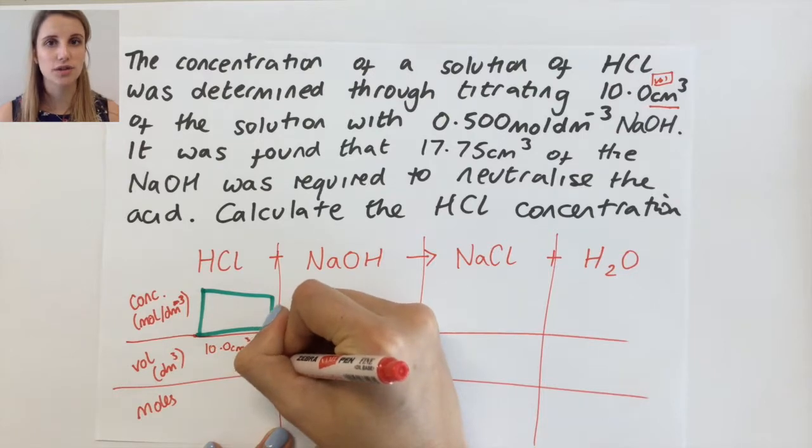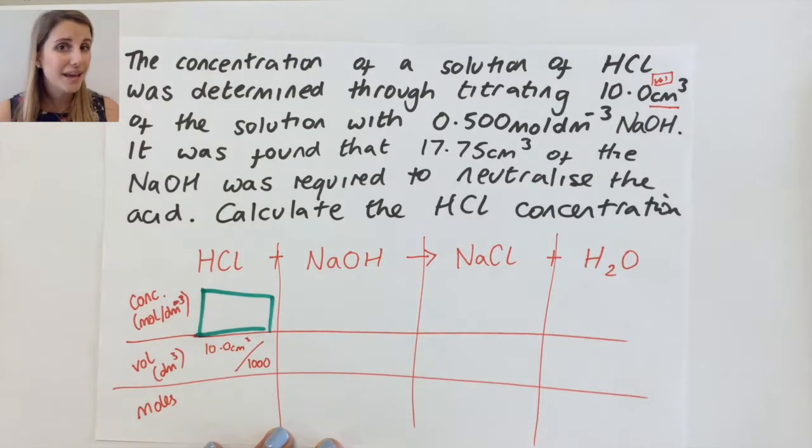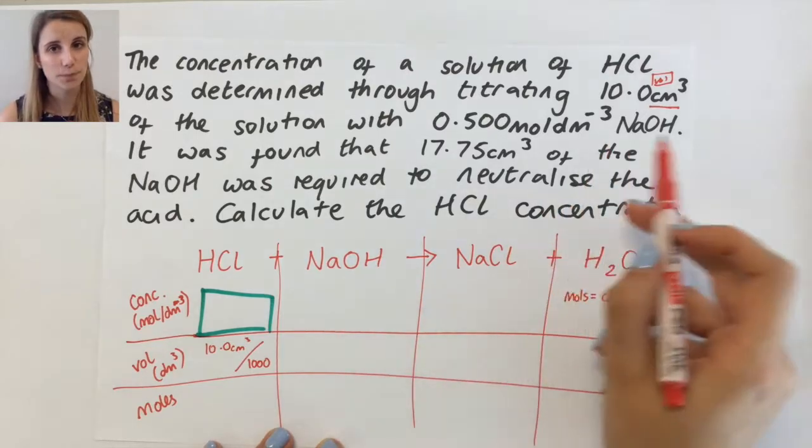Let's put that into the table. Now the problem is that this is in centimeters cubed, not decimeters cubed. So remember you need to divide it by 1,000. So let's add that into the grid too.